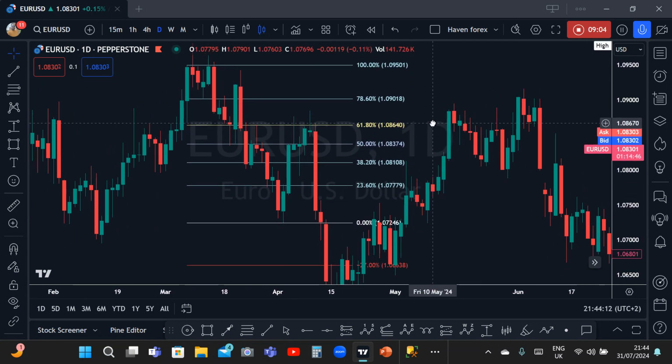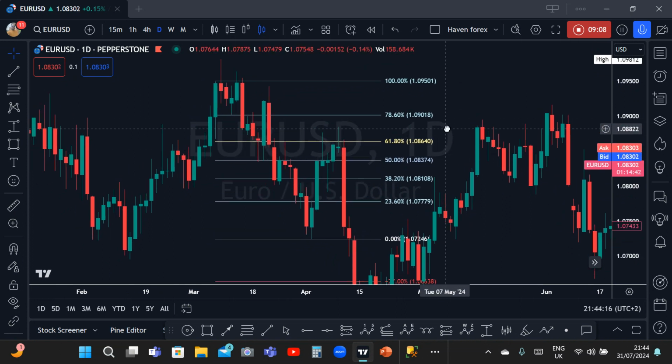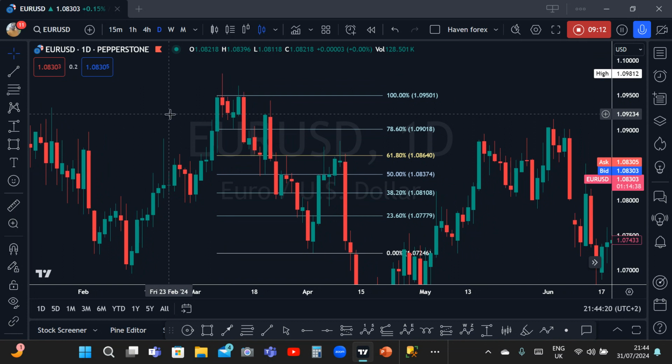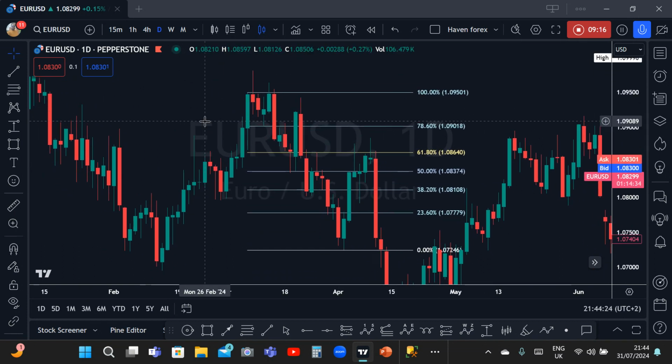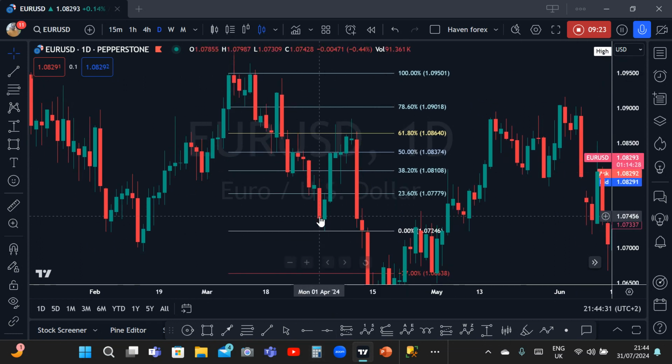Now, this is one thing about professional traders, and this is where this tool, the Fibonacci tool, comes in. So maybe for example, in the morning you open your chart and price action is somewhere here.